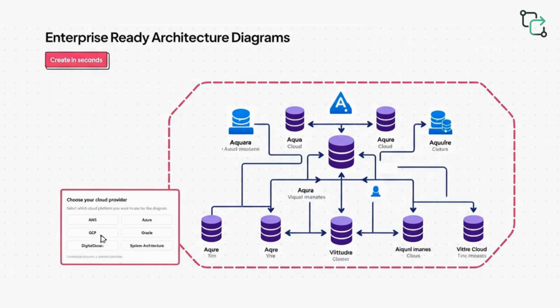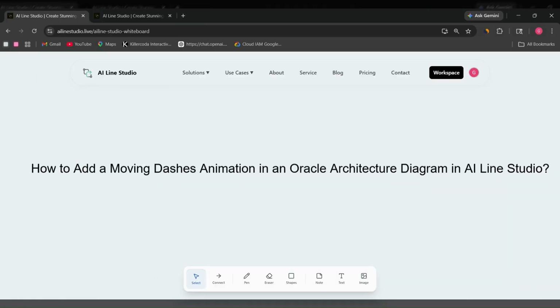Clear, structured, production ready. Hello everyone, welcome to AI Line Studio tutorial 44, and today's topic is how to add a moving dash animation in an Oracle architecture diagram in AI Line Studio.